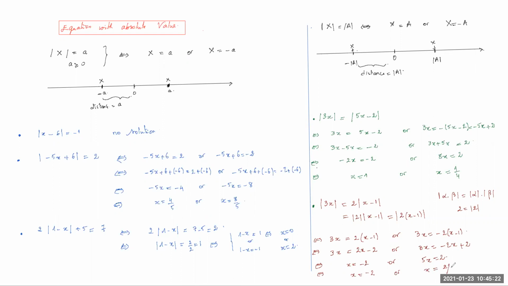So the conclusion is that x is either minus 2, or x is equal to 2 over 5. Now we know how to solve an equation in those two forms where the absolute value is involved.